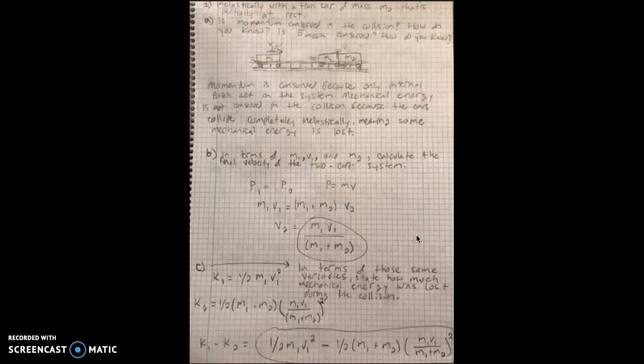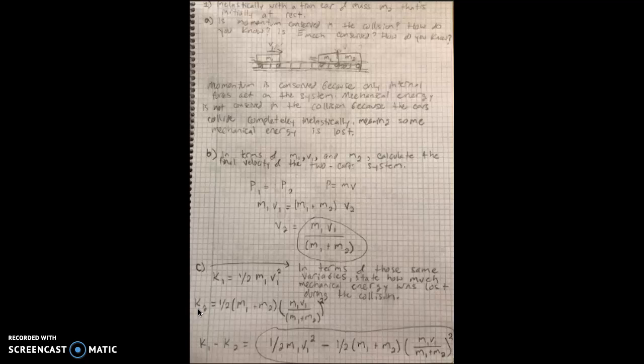So finally, part C in question 1 asks, in terms of those same variables, state how much mechanical energy was lost during the collision. Okay, so I'm going to use my equation K equals 1/2 mv squared. Specifically for this problem, K1 equals 1/2 m1 v1 squared. And then I'll be looking for K2. So I'm going to use the same equation, but because I have a different mass and a velocity, which I've calculated here, I'm going to come out with this for what K2 equals.